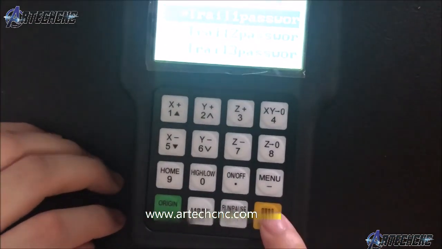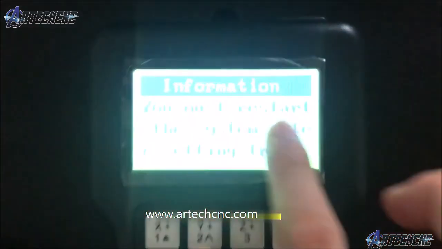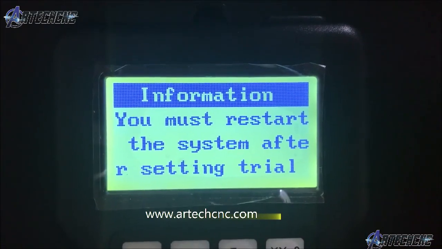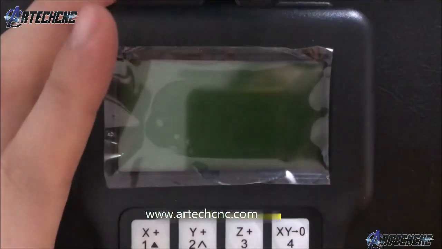Press OK. Then press OK. Then press cancel. You must restart the system after setting the trial setting. So reboot.